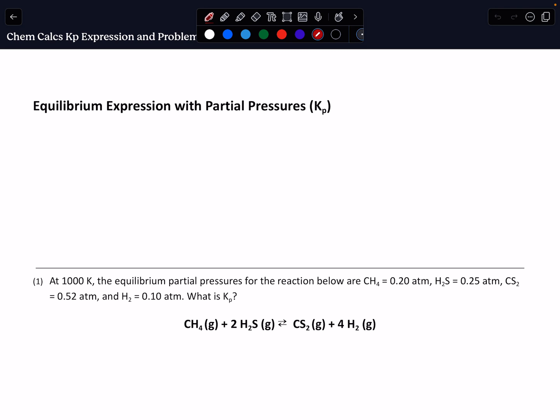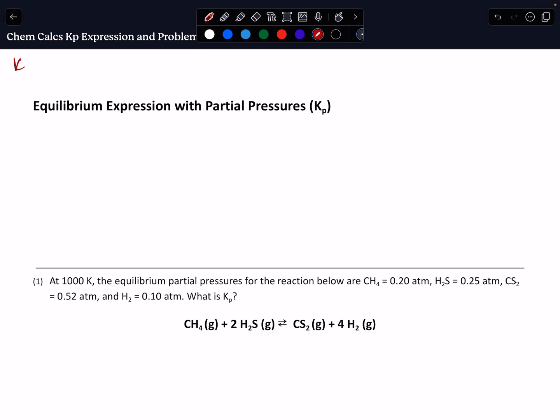This one is going to be an addition to the KEQ screencast that's already been posted. That one dealt with KEQ expressions where everything was aqueous, so we used concentration values or molarity values. But if you have a system that's all gases, you can also calculate the equilibrium constant using partial pressures. So I wanted to do a separate video with those types of problems, just so you would have some examples.